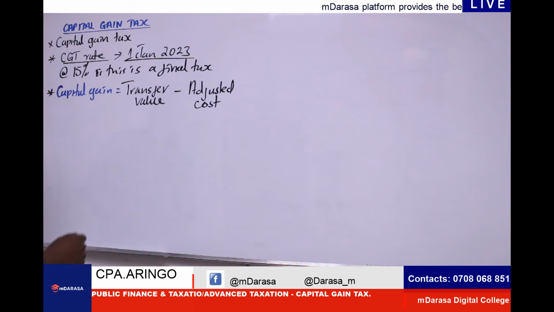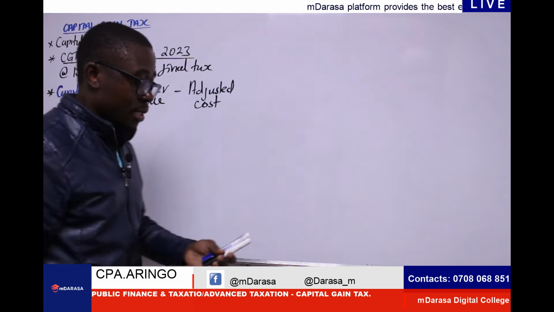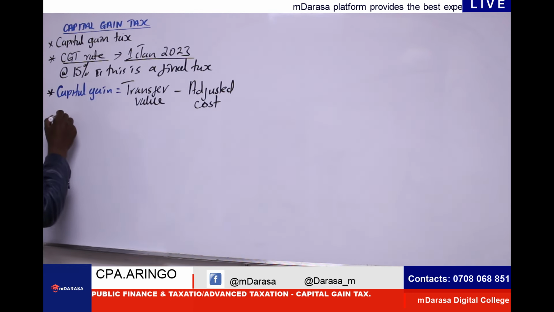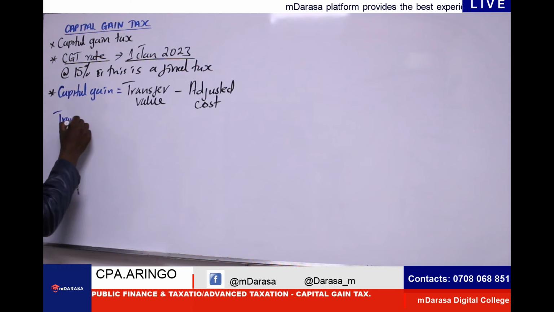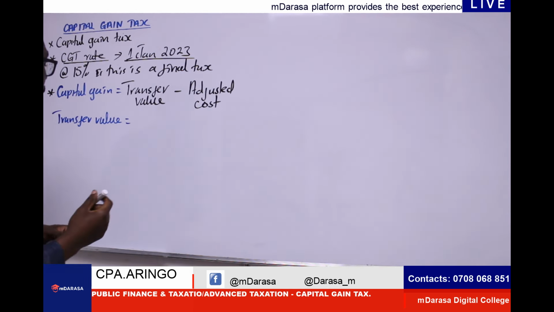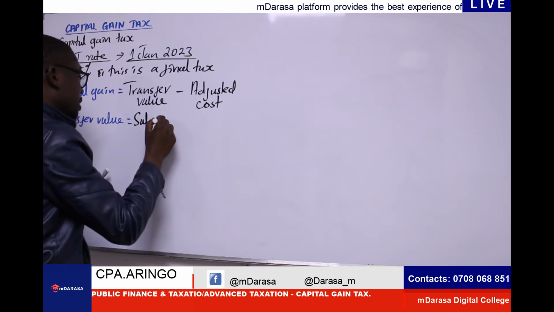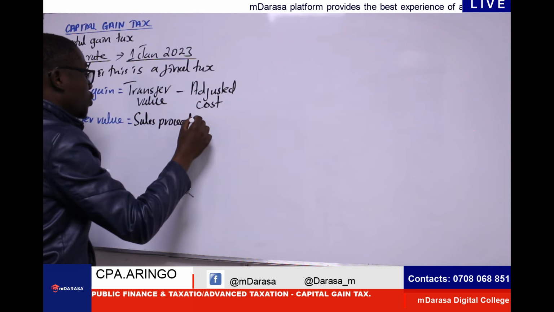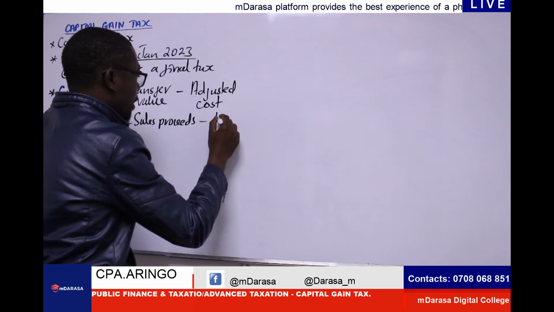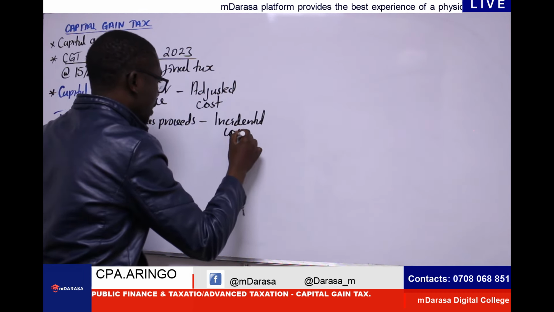So we are saying that for us to determine our capital gain, we take the transfer value minus the adjusted cost. The big question would be, how will you be able to determine your transfer value? Transfer value is simply taking our sales proceeds, the amount that we are going to receive on selling our property, less any incidental costs incurred.